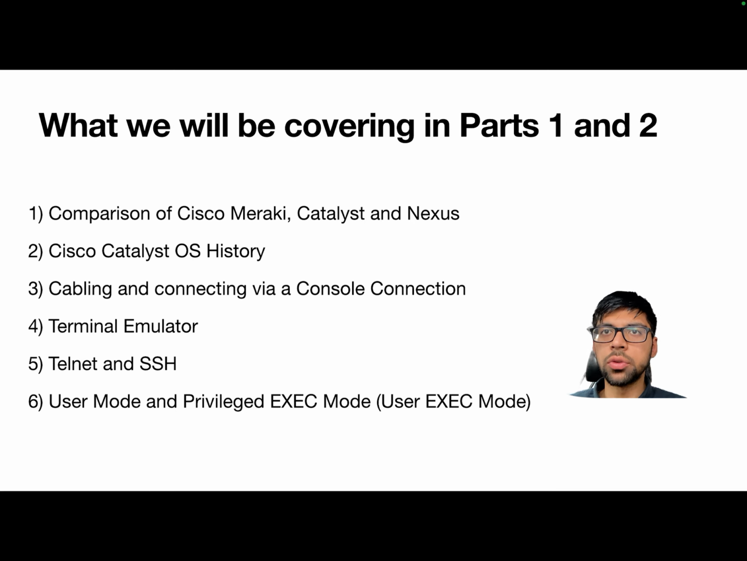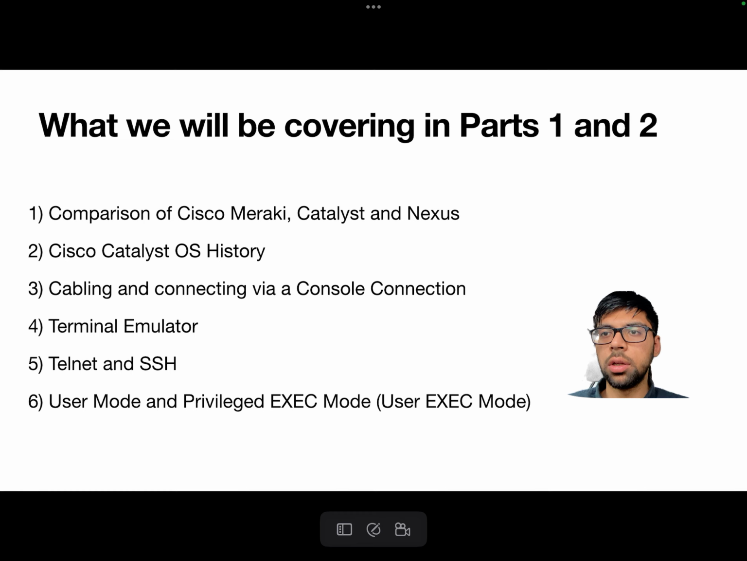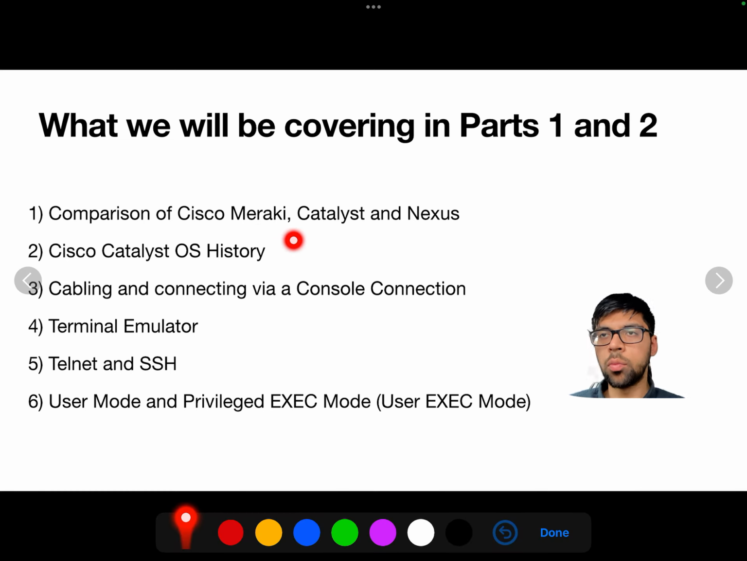In parts 1 and 2, we'll be talking about Cisco Meraki, Catalyst and Nexus, and comparing these 3 product lines of switches. Then we'll talk a bit about Cisco's Catalyst OS history and how they've moved between different OSs. They started with Cat OS, they moved to IOS, and now we've got IOS and IOS XE. Then in part 2 we'll be looking at cabling, connecting via console connection, the terminal emulator, Telnet and SSH, and user and privilege exec mode. In part 3 there will be more covered, but I will talk to you about that at the end of part 2.